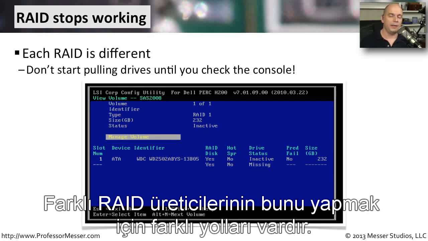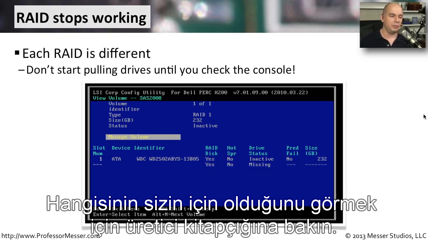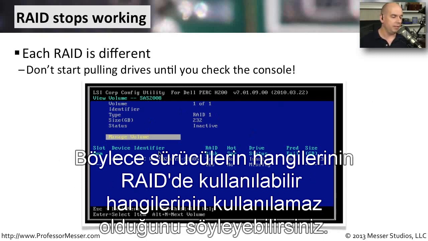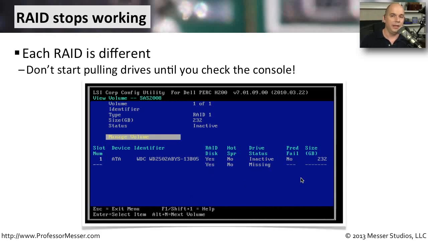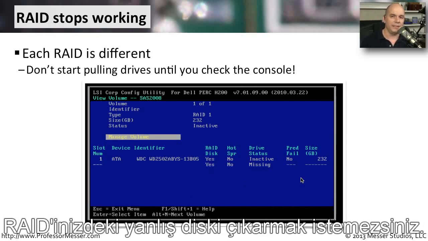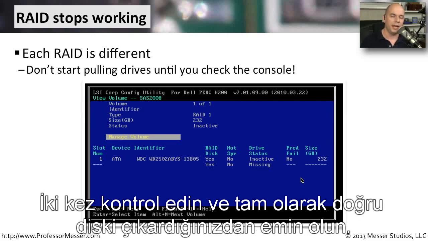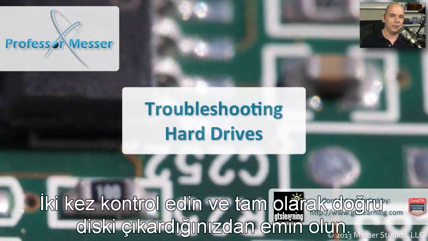drives. The different RAID manufacturers have different ways of doing this. So you want to check your documentation to see which one works for you so that you can tell if drives are available in the RAID, if any happen to be missing, and you want to be able to correlate back the numbers of the drives with the physical drive inside of your computer. You don't want to replace the wrong drive inside of your array. So make sure you double check and that you're replacing exactly the right drives.